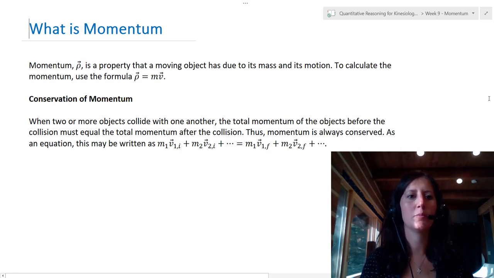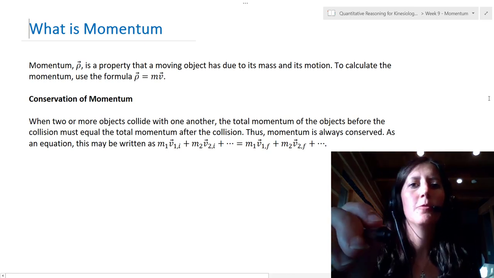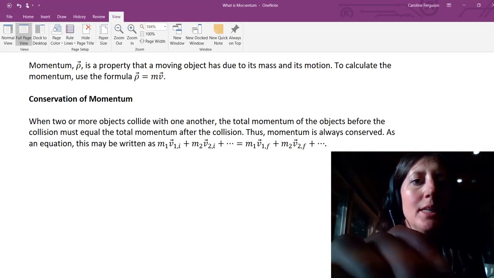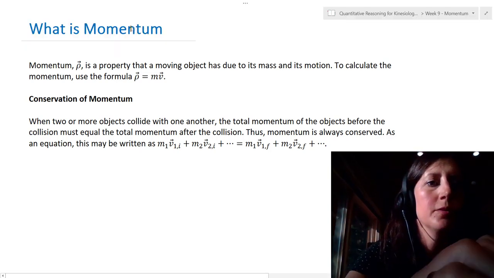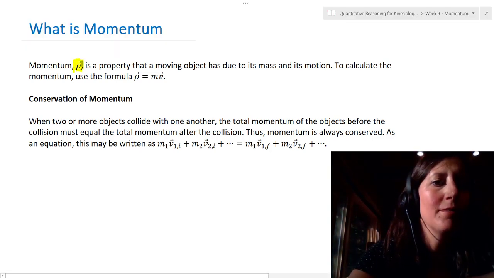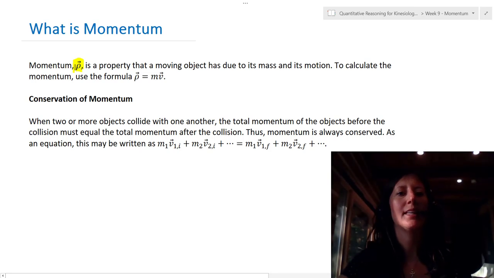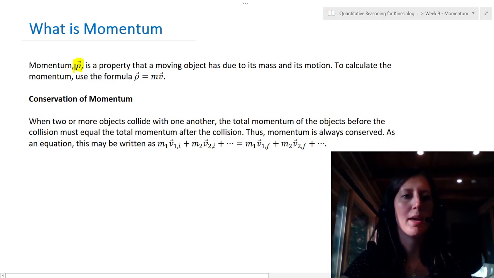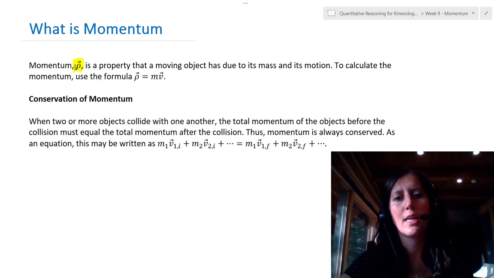All right, so what is momentum? The symbol for momentum looks like a letter P over here. And notice there's a vector over it, which tells us that it is a vector quantity. It has both a magnitude and a direction. It's a property that every moving object has due to its mass and its motion.